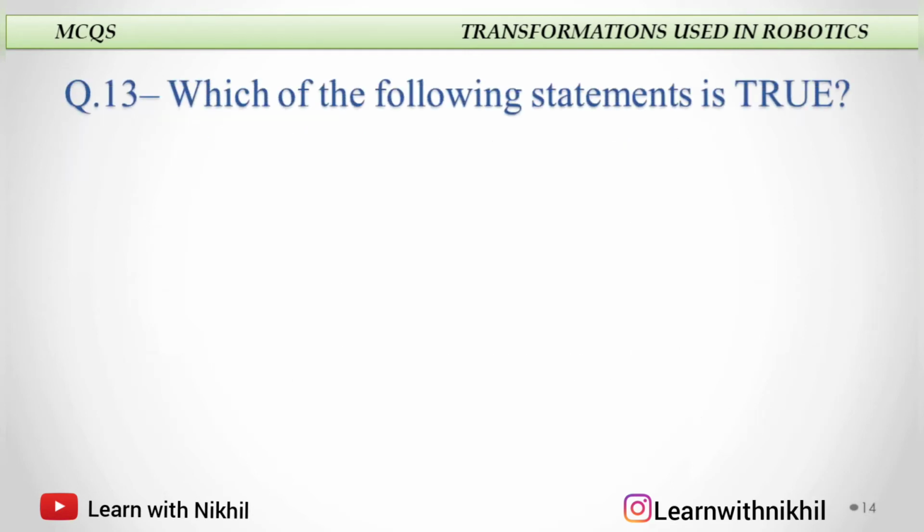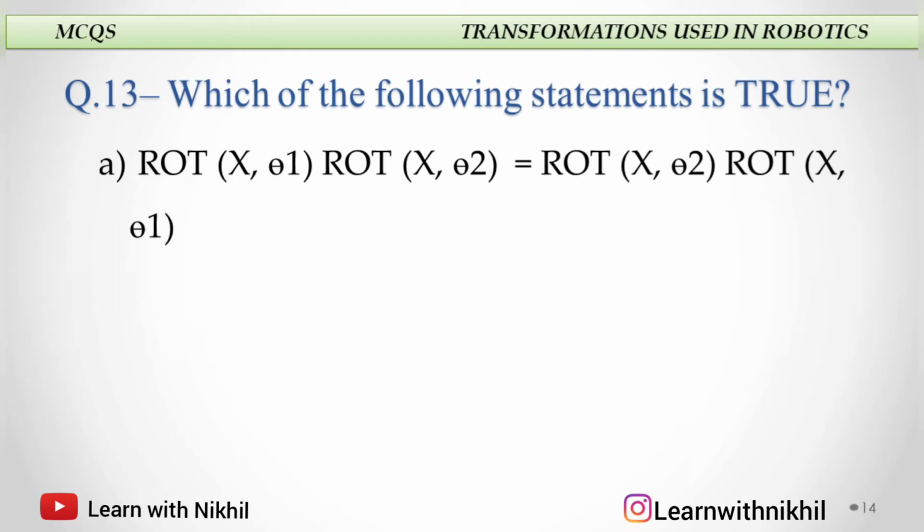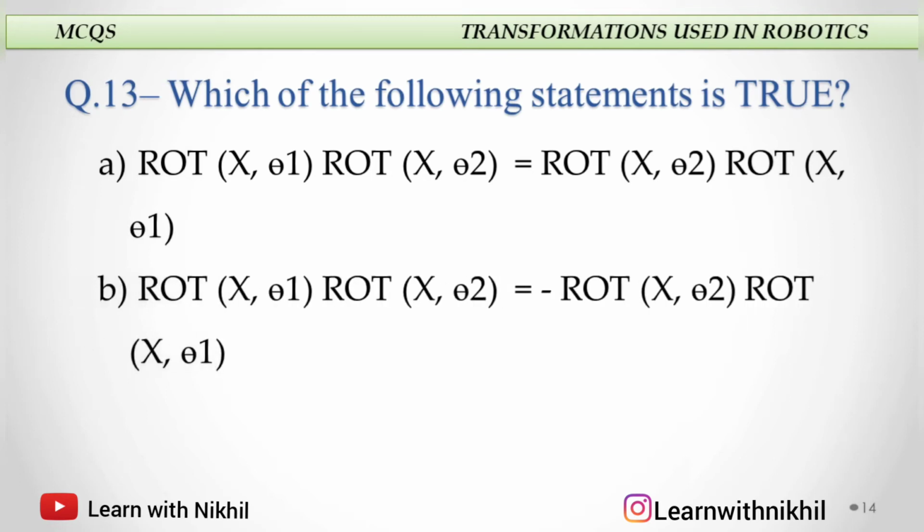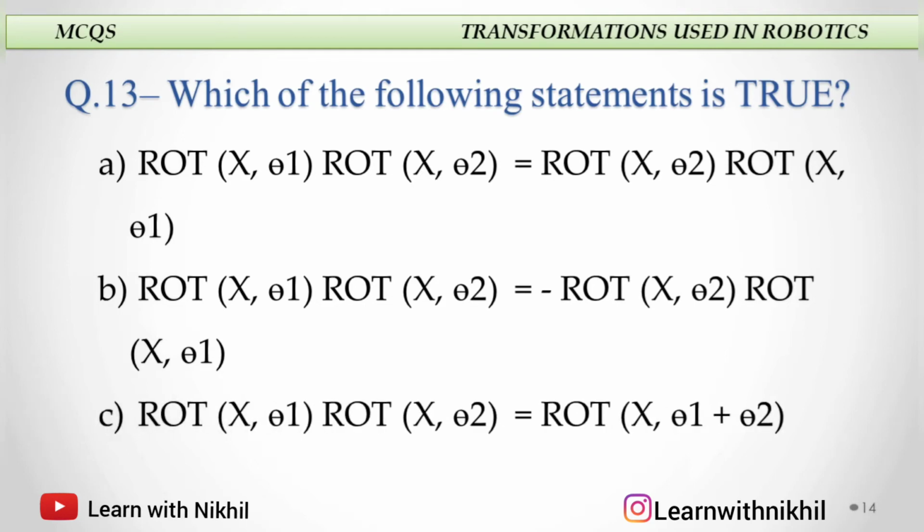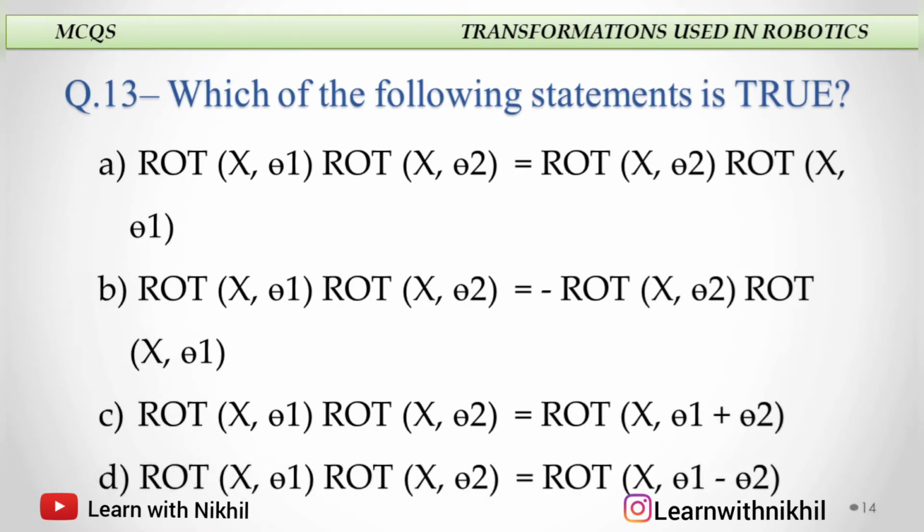Which of the following statements is true? Rotation of x theta 1, rotation of x theta 2 will be equal to the rotation of x theta 2, rotation of x theta 1; or rotation of x theta 1, rotation of x theta 2 is equal to minus rotation of x theta 2, rotation of x theta 1; or rotation of x theta 1, rotation of x theta 2 will be equal to the rotation of x theta 1 plus theta 2; or rotation of x theta 1, rotation of x theta 2 is equal to rotation of x theta 1 minus theta 2. So the right answer is C.